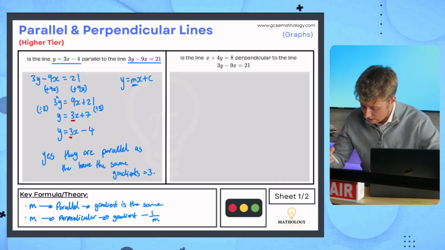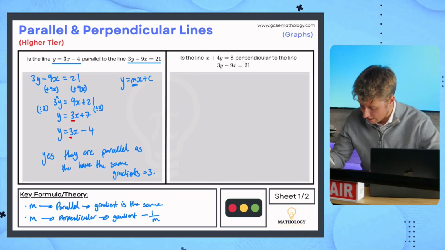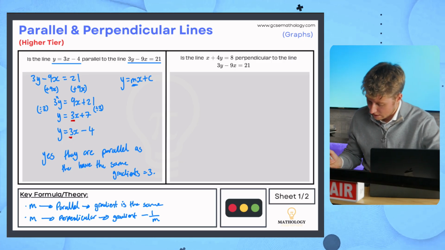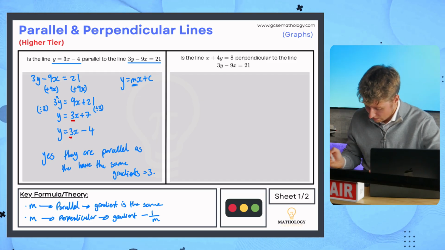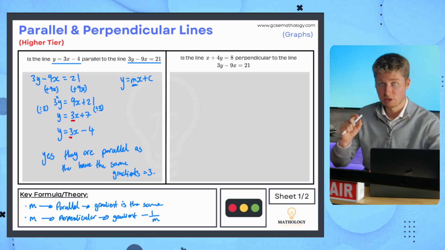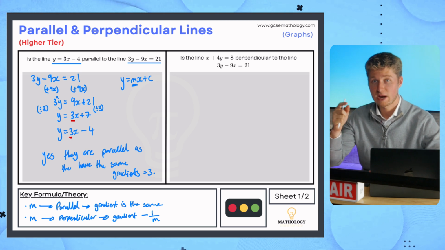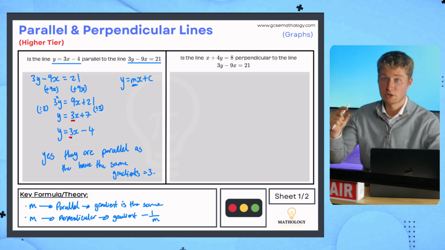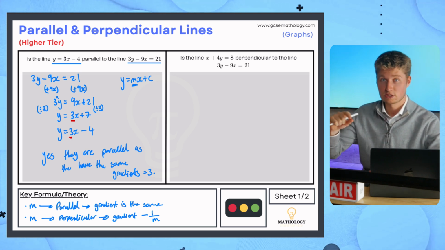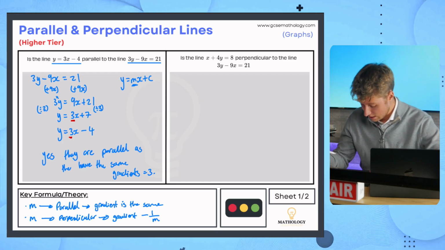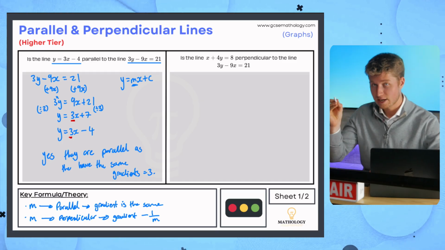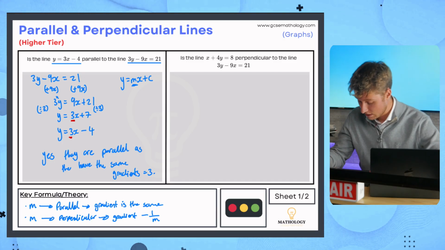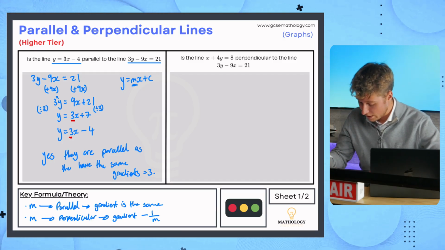Question 2 says, is the line x plus 4y equals 8 perpendicular to the line 3y minus 9x equals 21? So when a line is perpendicular to another line, we need to look at the negative reciprocal. So reciprocal means that we flip the fraction. So if we had a half as a fraction, the reciprocal of a half would be 2 over 1. So that would be 2. So we need to look at the negative reciprocal. So we put a negative sign in front and then flip the fraction.